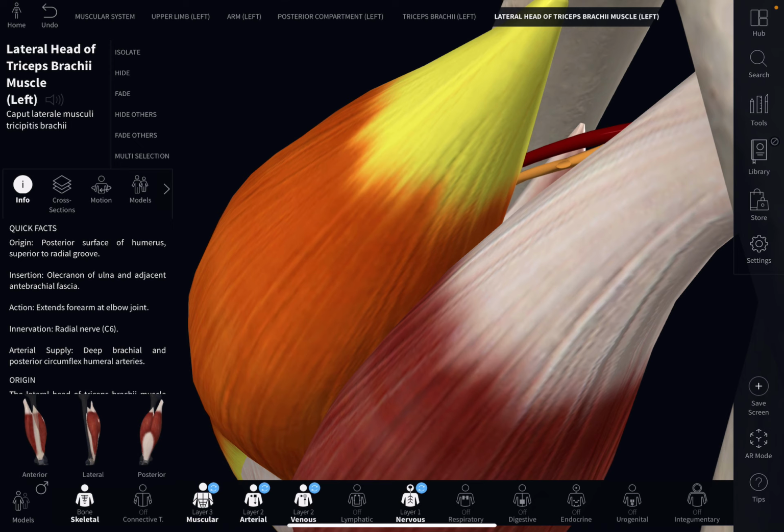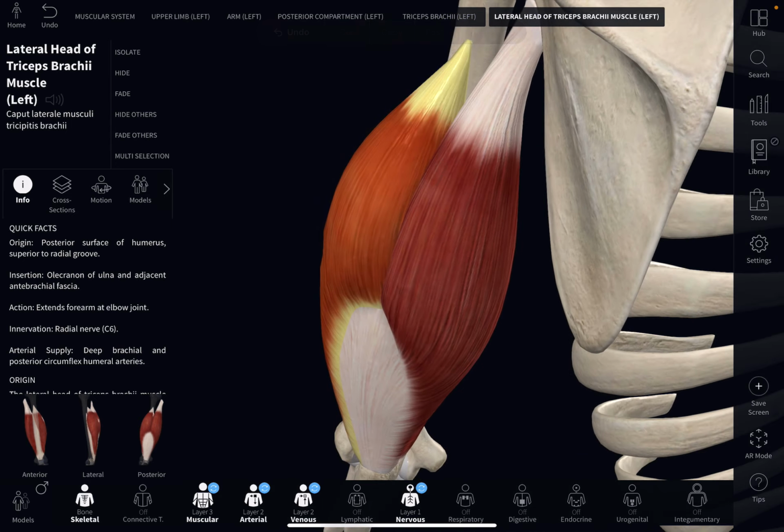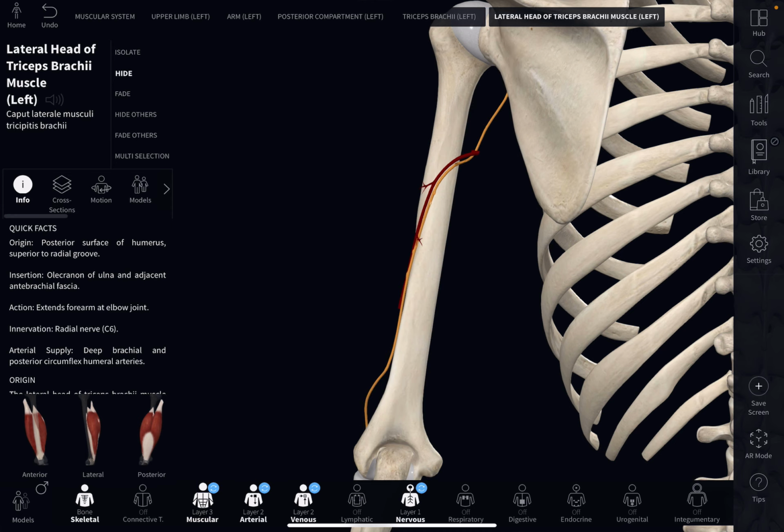So that's about the spiral groove. What else do we have here? Well, that's all we have on the posterior surface. The posterior surface is the largest and most extensive surface of the shaft of the humerus. The most characteristic feature here is the spiral groove. The spiral groove has the radial nerve and the profunda brachii vessels in it, and this surface is entirely covered by the triceps brachii muscle.